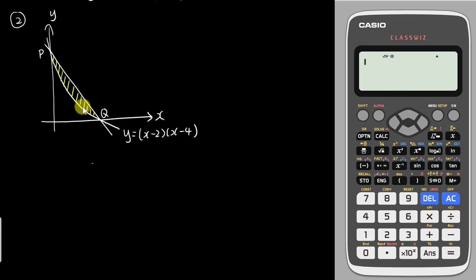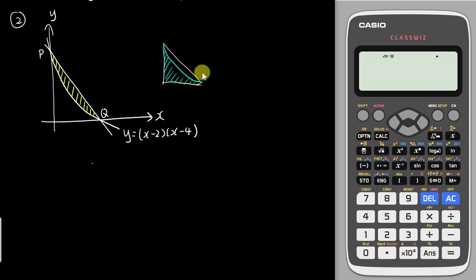So the concept here is you need to find the area of the triangle, and then you will minus the area under the curve. This is a triangle, it's a straight line, right? And then I have a curve that looks like this. So I need to use the triangle, and I need to minus the area under the curve.